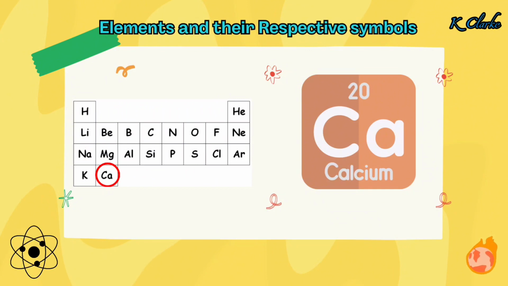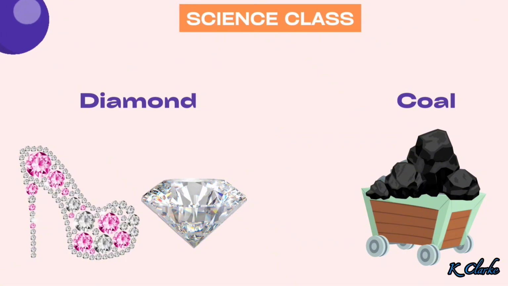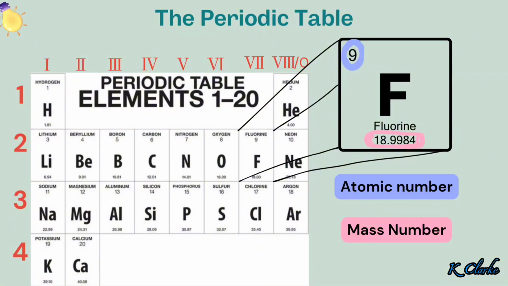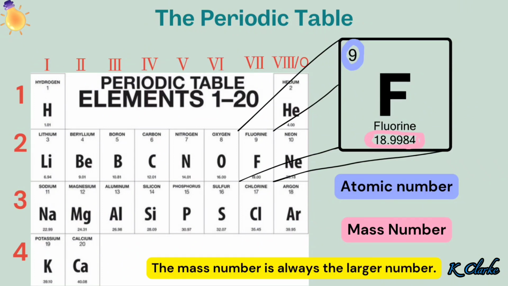Those were the first 20 elements of the periodic table. Now you are going to learn the similarity between diamond and coal. Diamonds and coals are both comprised of the same element, carbon. Each element in the periodic table consists of 2 numerals, the atomic number and mass number. The mass number is always the larger number for each element.